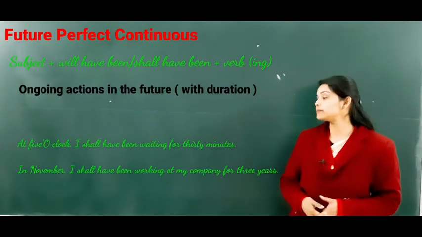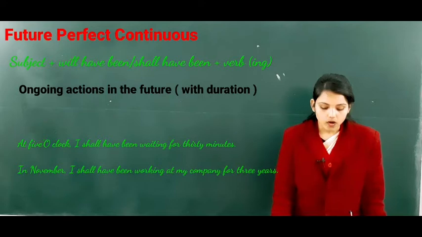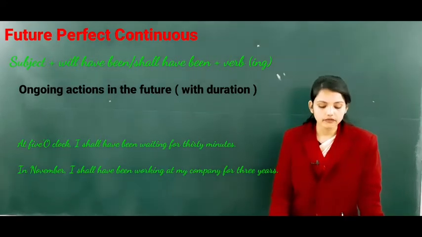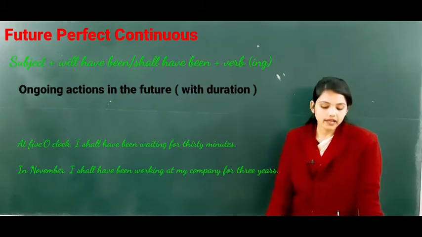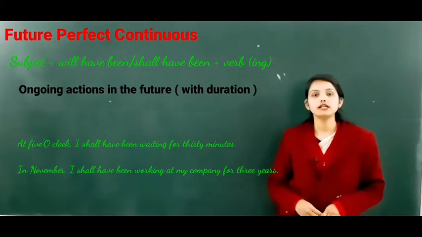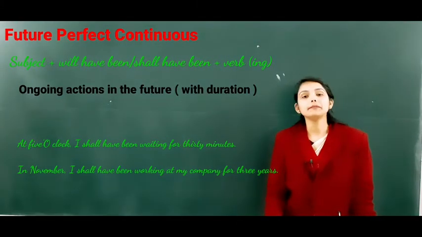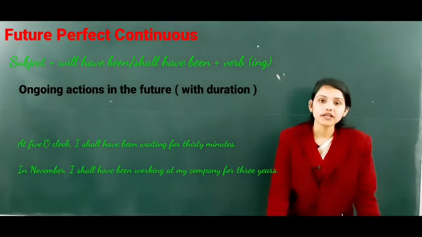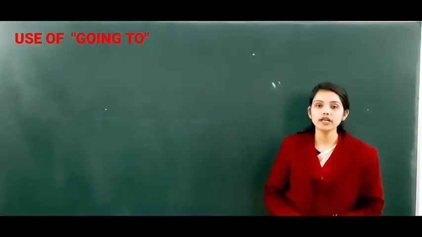And there are some examples of future perfect continuous tense. Have a look. At 5 o'clock I shall have been waiting for 30 minutes. Another example is: in November I will have been working at my company for 3 years. So here the duration is mentioned, like 3 years, 30 minutes. This is the duration. Now come to the next topic, that is use of going to.